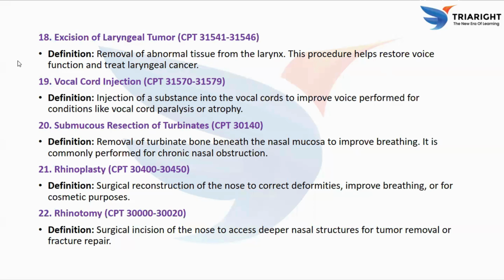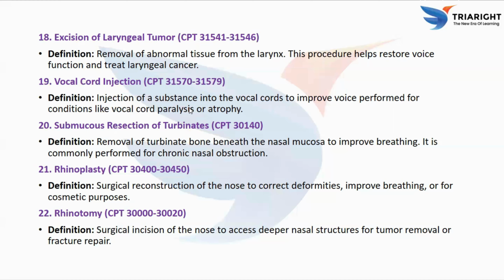And next procedure is vocal cord injection. CPT code ranges are from 31570 to 31579. What it is, it's an injection of material into the vocal cords to improve the voice quality. And what are the materials injected? It may be collagen, fat, hyaluronic acid and calcium hydroxylapatite.